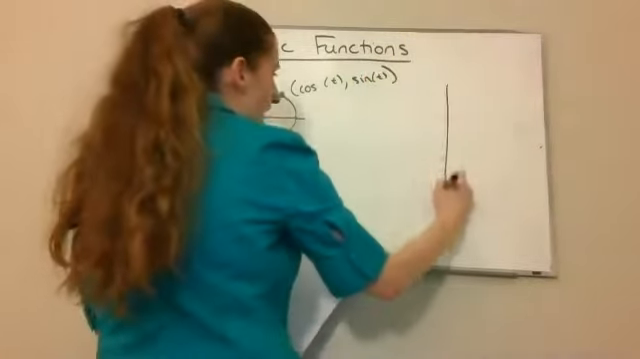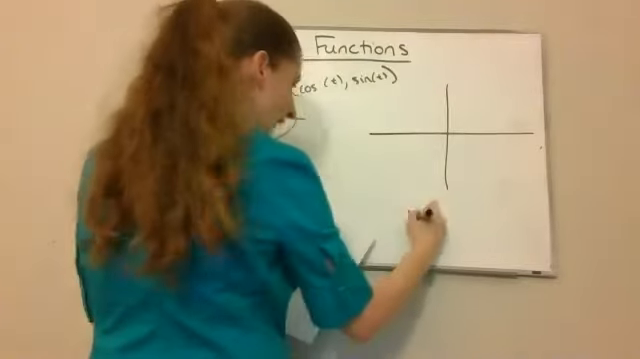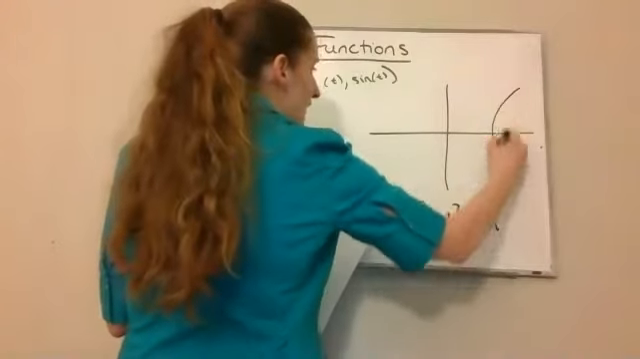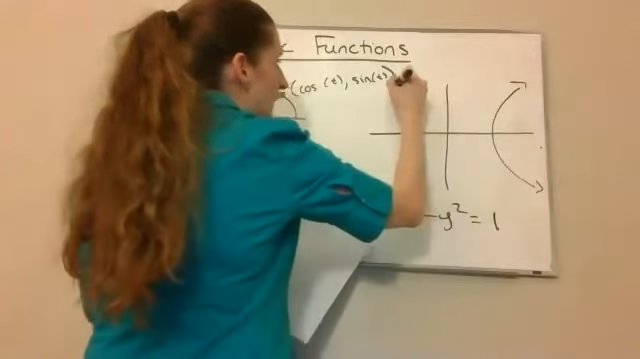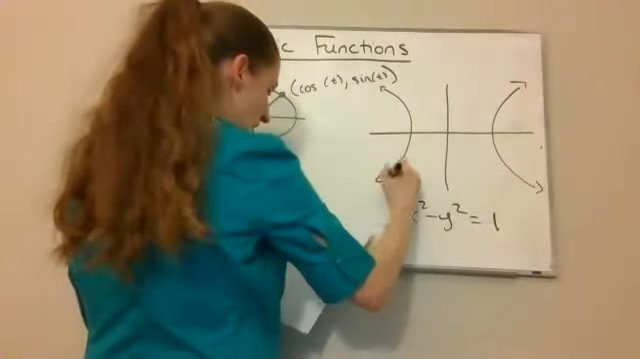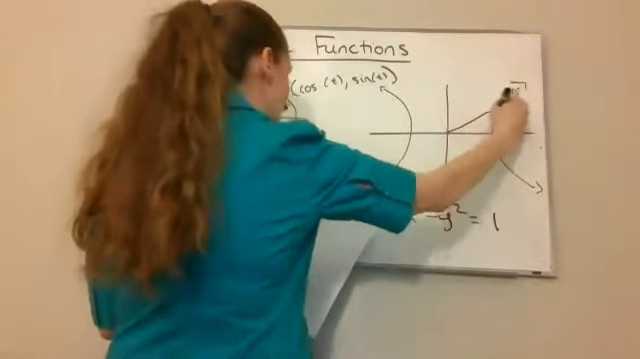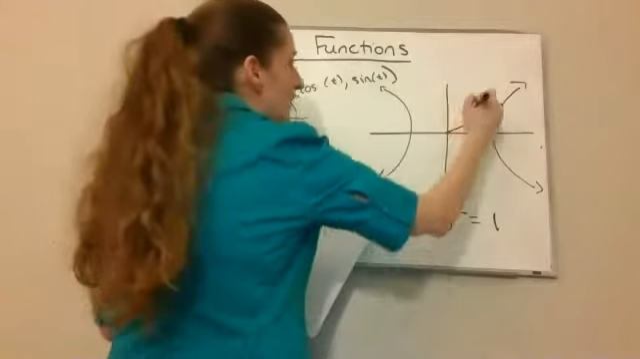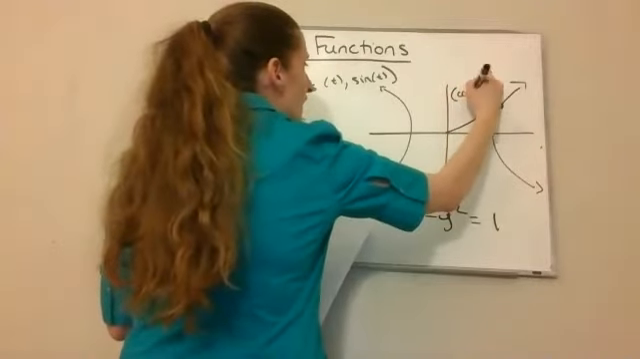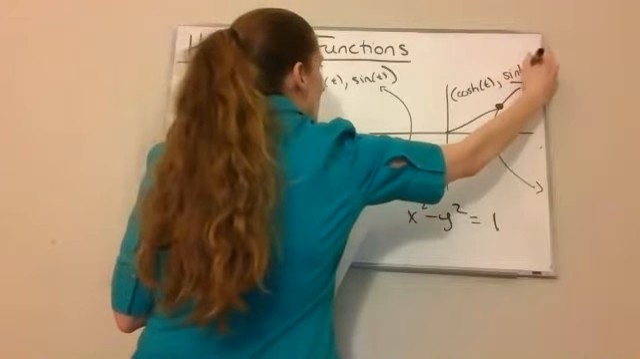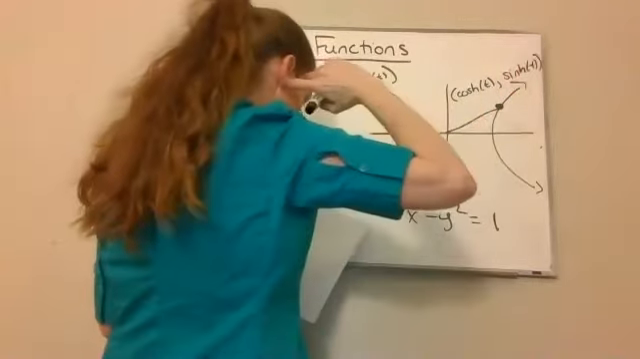Now, if I look at a hyperbola, x squared minus y squared equals 1, that looks like this. Now take a point on this hyperbola. This point is the hyperbolic cosine of t, hyperbolic sine of t.